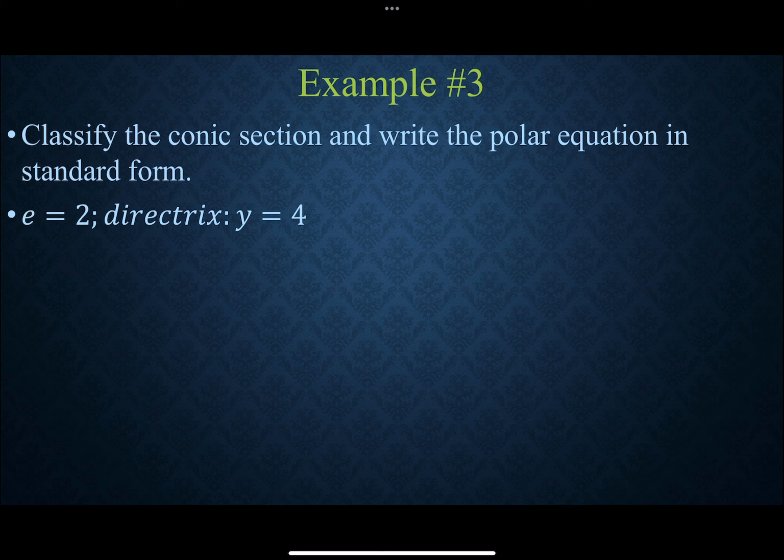Now, I might also ask you to write the equation of the conic based on this kind of information. So being told E is 2 and the directrix y equals 4, this tells me D is equal to 4.